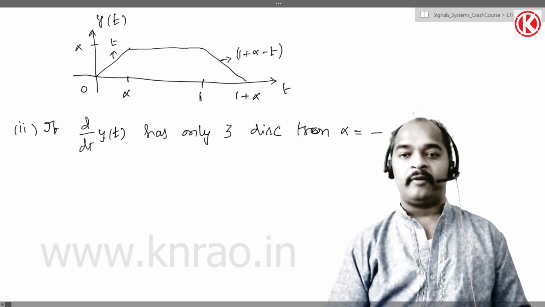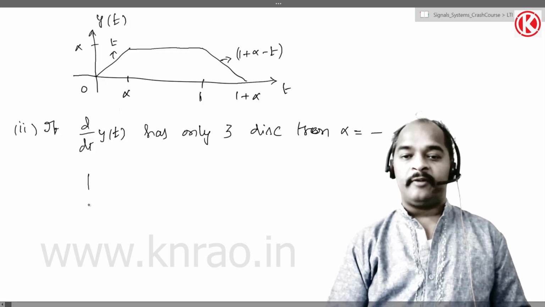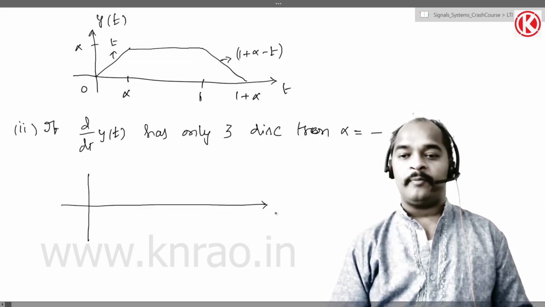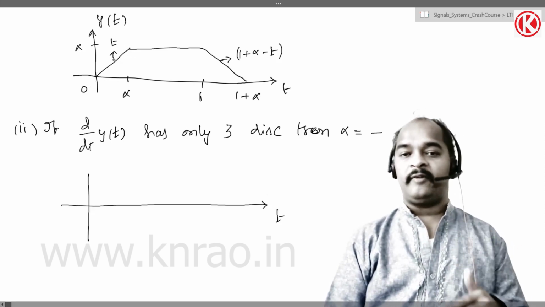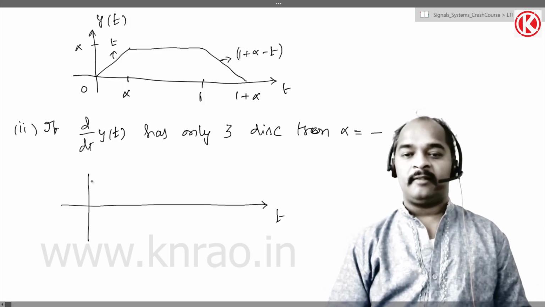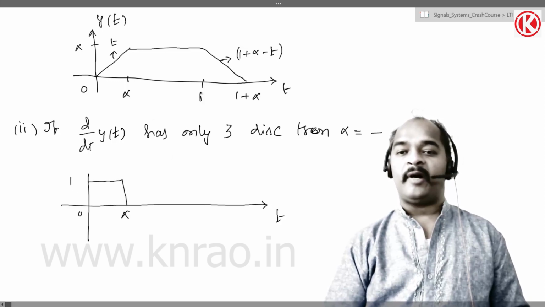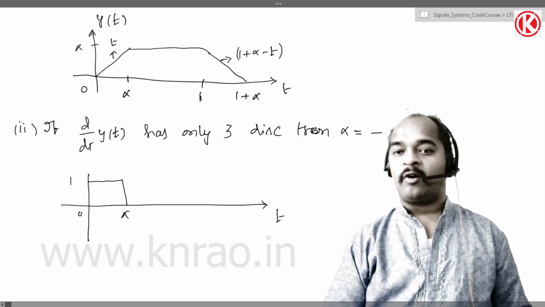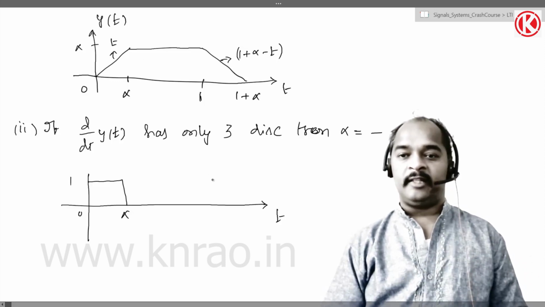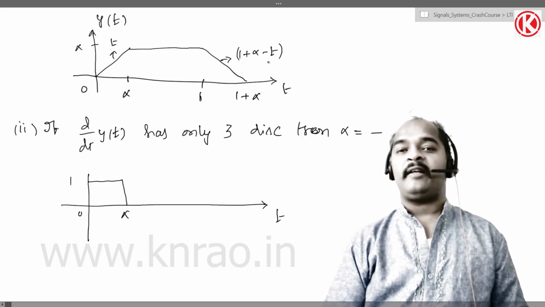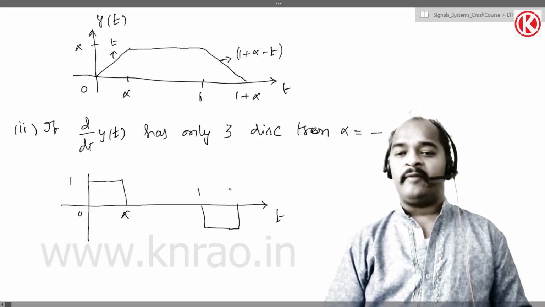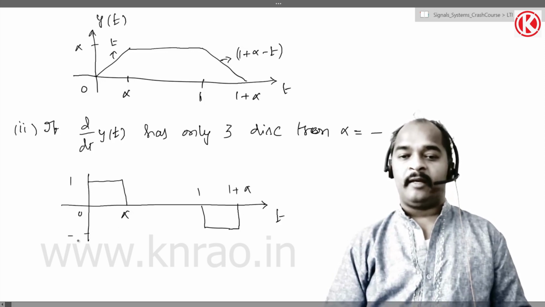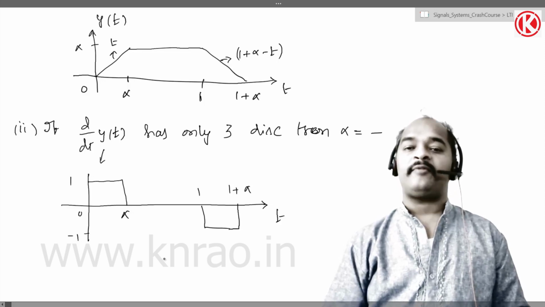So what is d by dt of y of t? You have to differentiate this signal. So if you differentiate this signal, how does the plot look? Yes, from 0 to alpha, it's a straight line with positive slope. If you differentiate t, you will get 1 as the answer. So from 0 to alpha, that value is 1. And from alpha to 1, it's a constant signal. The derivative of a constant signal is 0. And then from 1 to 1 plus alpha, the derivative is minus 1. Okay, that is nice. So that is the plot of d by dt of y of t.